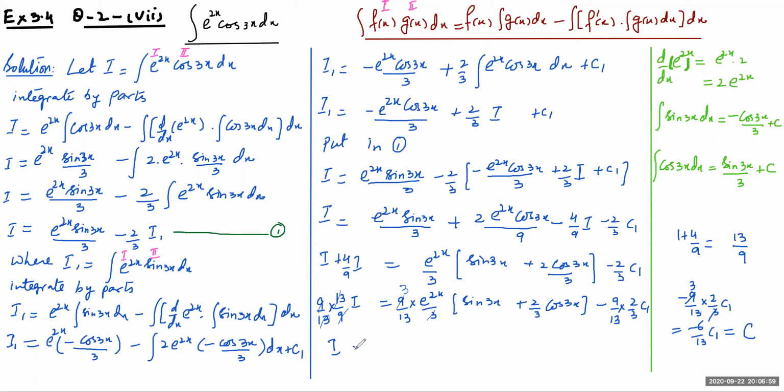I is left here. Here I have 3 by 13 e to power 2x. Inside the bracket I have sin 3x plus 2 by 3 cos 3x, bracket close, and in place of all this I have a constant of integration, and this is my answer. That completes the solution.